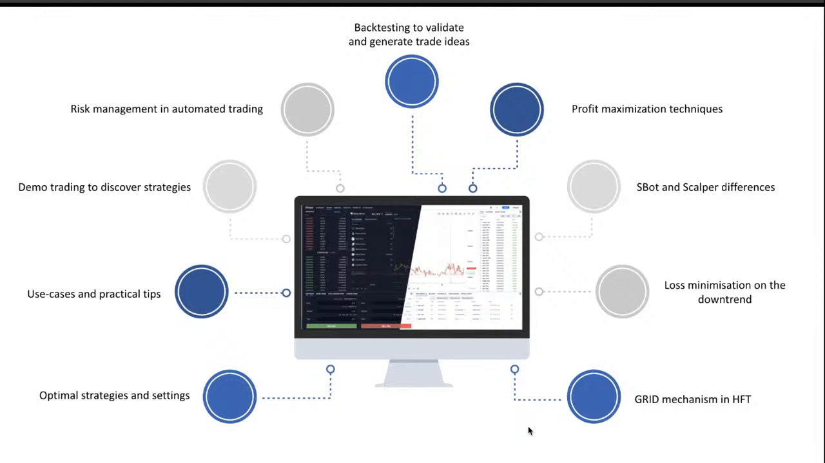So today's agenda will be optimal strategies and settings for automated trading bots. We will go through some of the strategies that are mostly optimal for our scalper, for SBot, and the third one that we have is the classic bot.